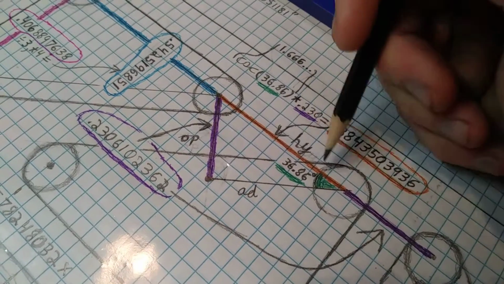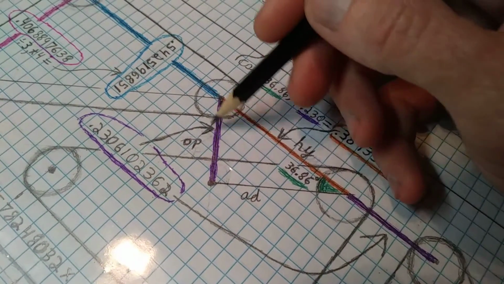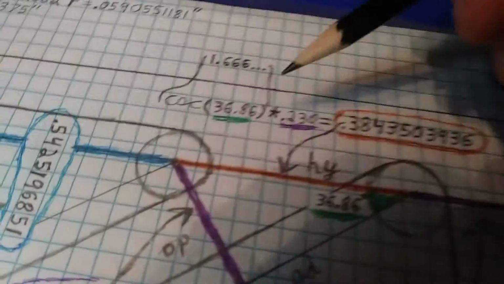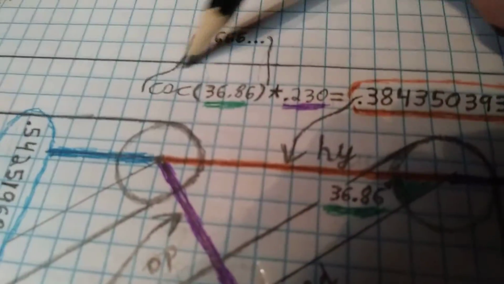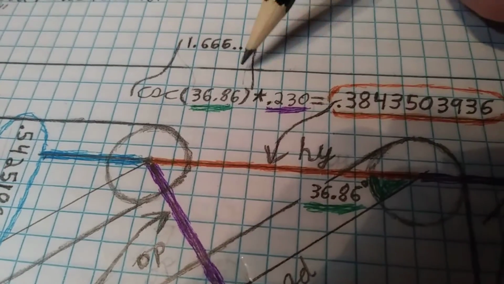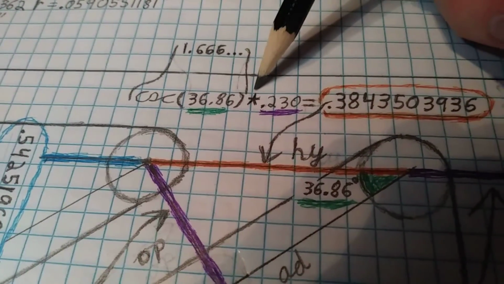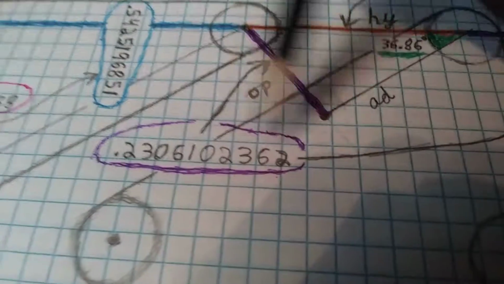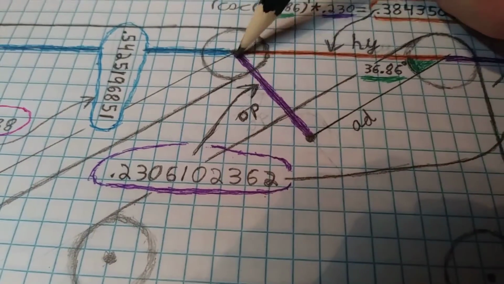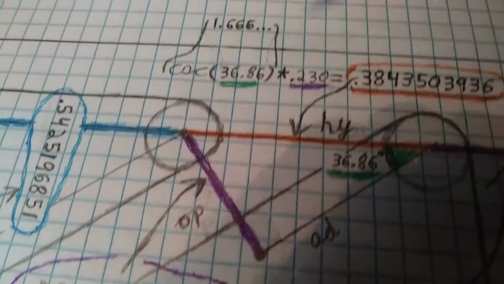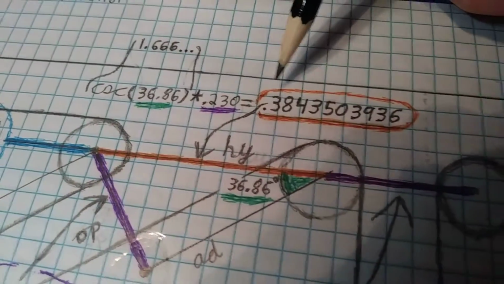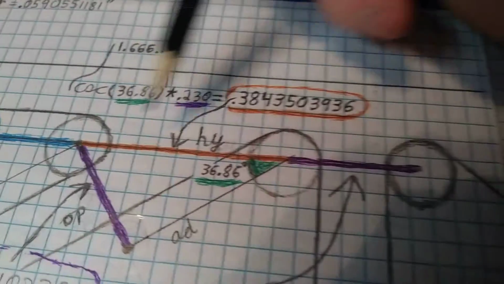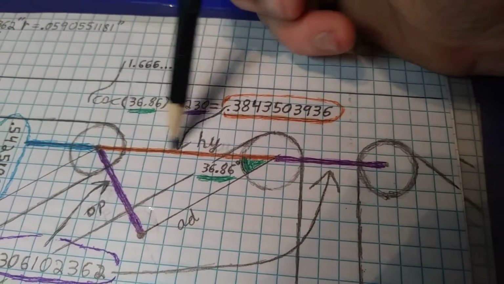Now, because we know the opposite side length, we want to use the cosecant of 36.86 degrees. And then we multiply that by 0.230, which is the opposite side length. And then we get 0.384 inches, and that is this hypotenuse length.